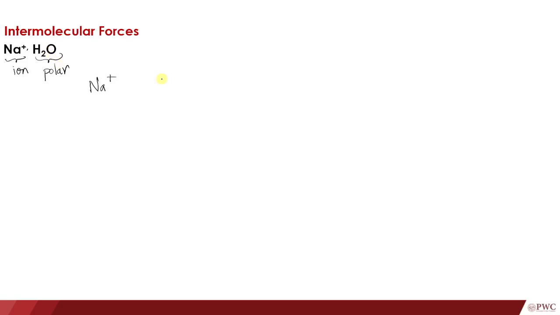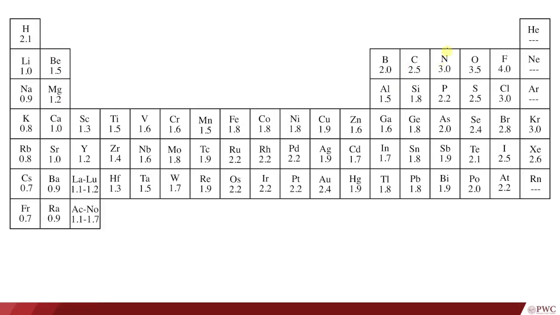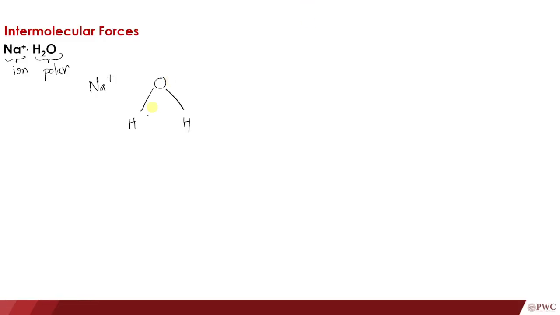So here we have one oxygen, then two hydrogens. Its shape is bent. For oxygen, the electronegativity is 3.5, then for hydrogen, 2.1. Again, 3.5 for the oxygen, then 2.1 for this one. So here it becomes partially negative, then this side becomes partially positive.